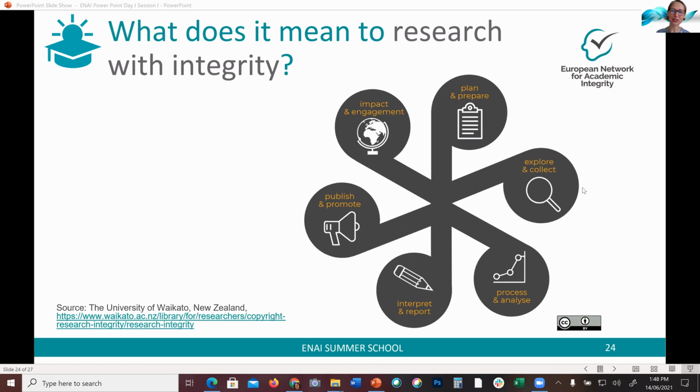I don't know if Martin has something to add. I think you said it very well. Ethics and academic integrity, ethics and integrity when it comes to research are essential, and they're essential at every single step of the research project.